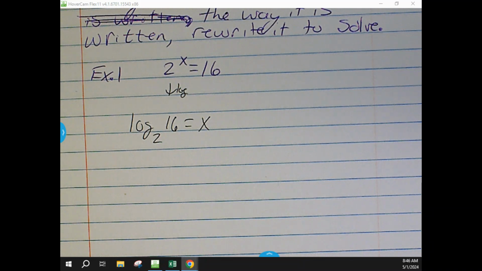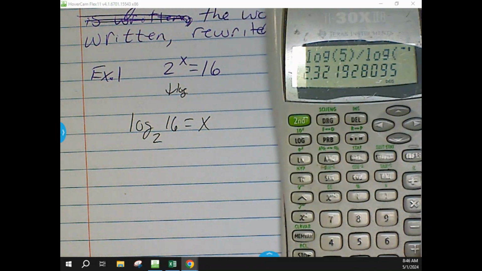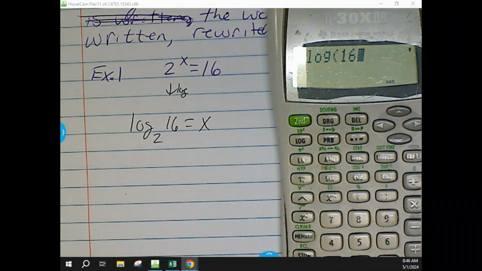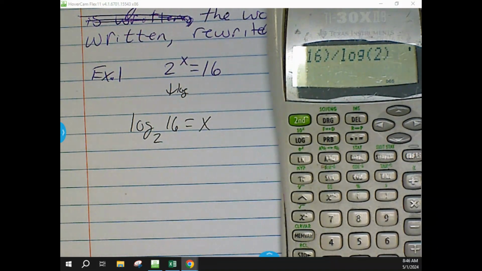Okay, so if that's the question you have, you're going to have to do log of the top number. So log of 16. Make sure you close off the parentheses and then divide it by log of 2. There we go. Answer should be 4.